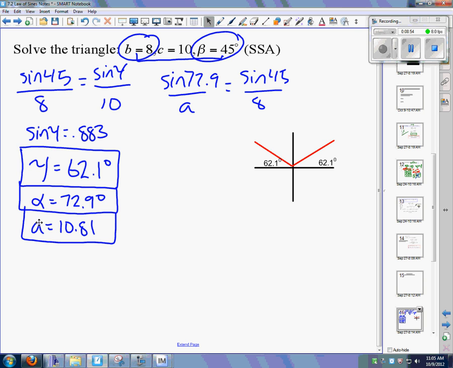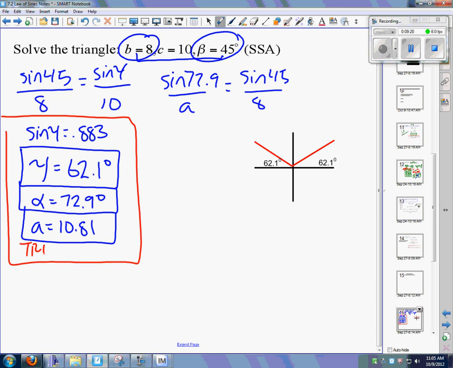Now take a minute, make sure everything matches up. Does your biggest angle correspond to your biggest side? That's going to be A's. C is slightly less than that. So C is a 10. So angle C is a little bit less than 72. That's good. B is the smallest angle and also the smallest side. So we're good there. So all of this is triangle 1.